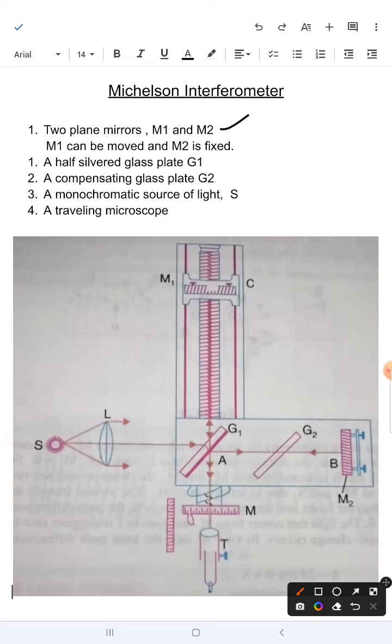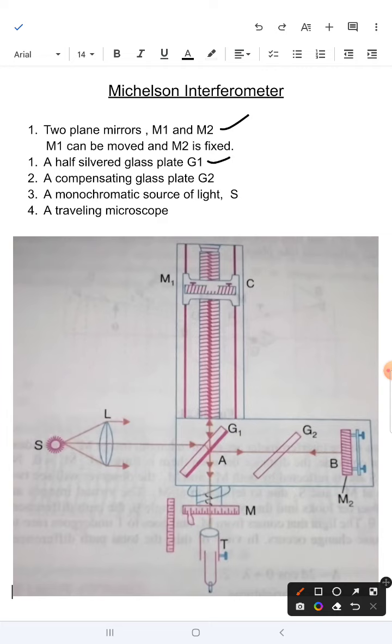The second item is a glass plate G1, which is a half silvered glass plate. It means it is partially silvered on one surface, so that when light is incident on this glass plate, after transmitting into it, the light is split into two parts at the half silvered surface. One part is reflected and the other part is transmitted through the glass plate.